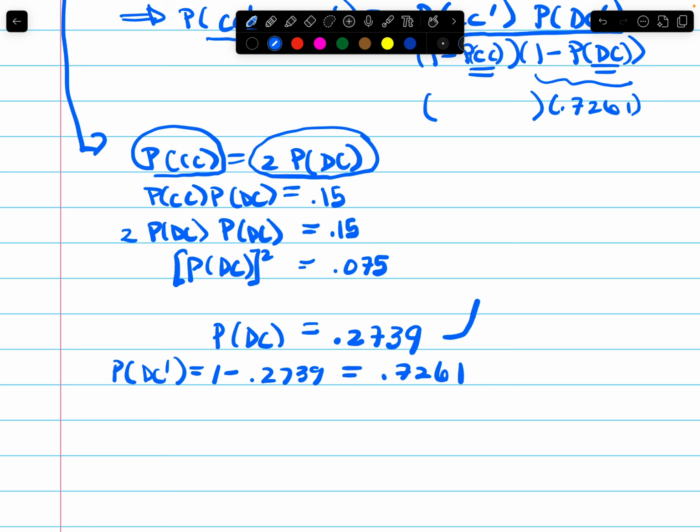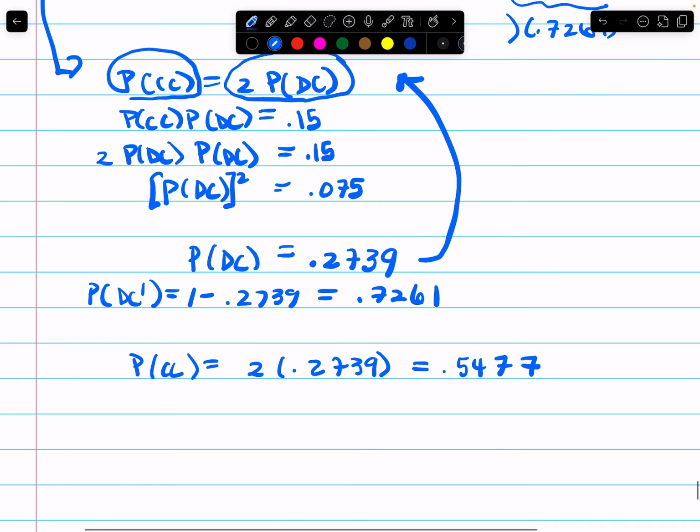So we're going to use this and that. So P of CC, let's see what we have here, is equal to 2 times 0.2739. And that is 0.5477 and some change, which means 1 minus that, 1 minus 0.5477, is 0.4522, and that is the probability of not CC.